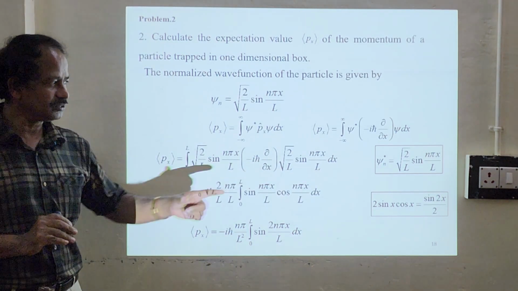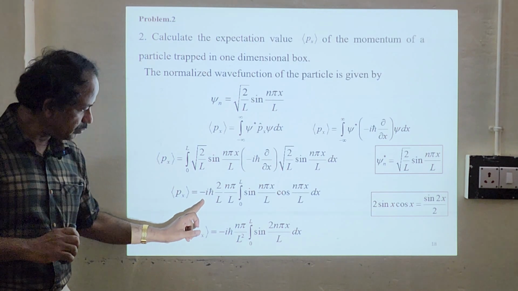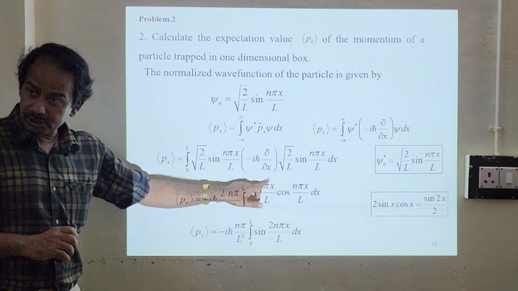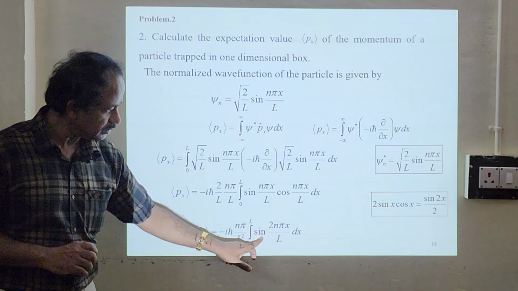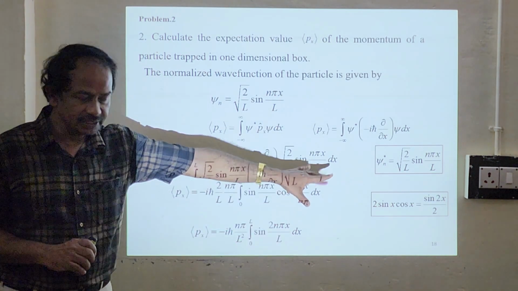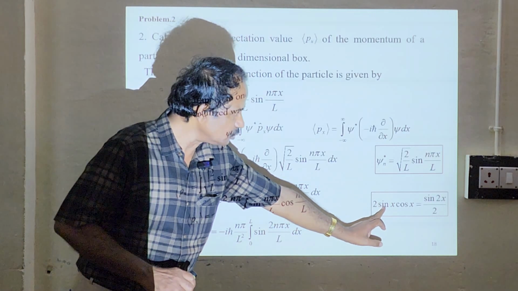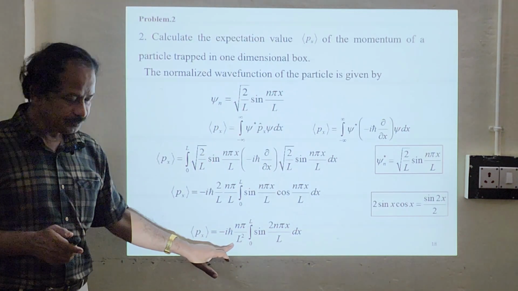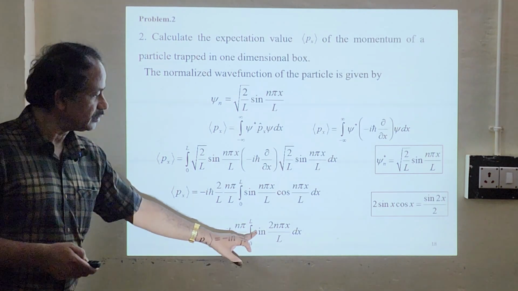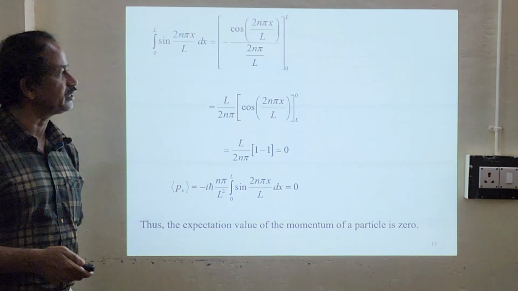So you have minus i h cross. Already we have pulled these 2 out, so we have n pi divided by L squared, sin 2 n pi x by L. Remember, 2 sin theta cos theta will be sin 2 theta. Is it okay? Now we are going to integrate sin 2 n pi x by L.